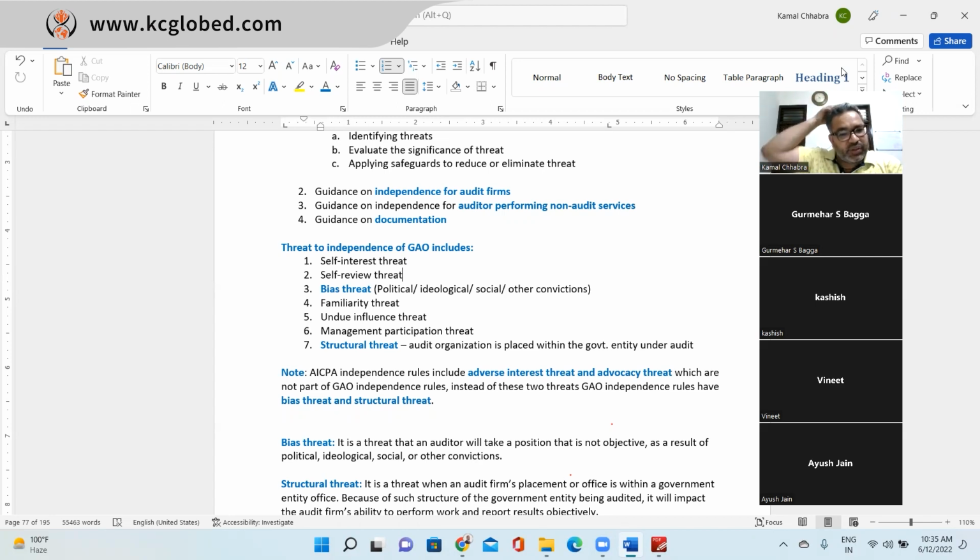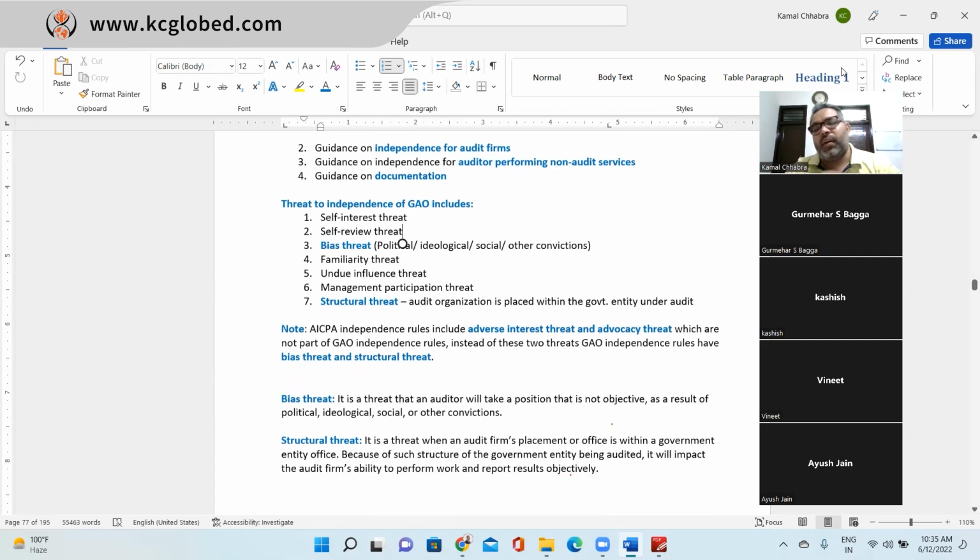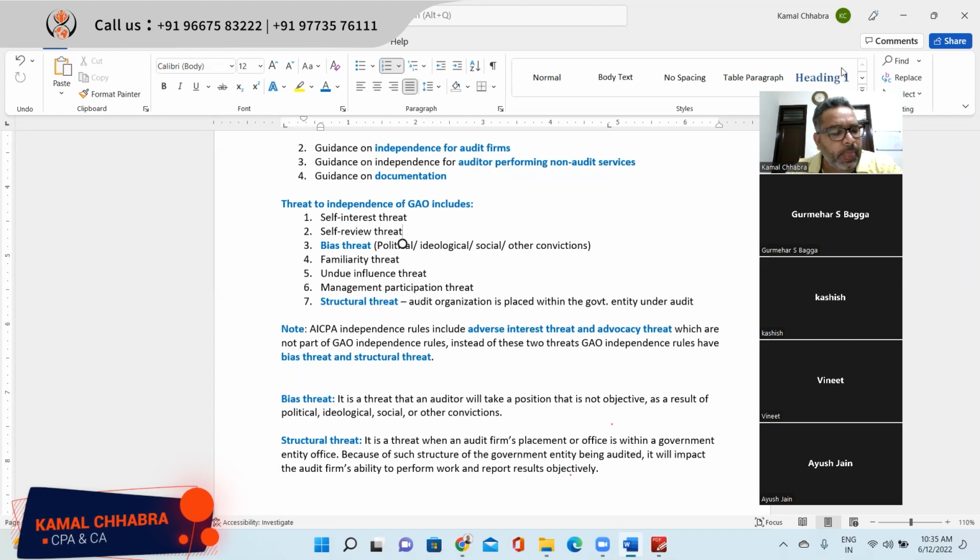Next is structural threat. Structural threat is a threat when the audit firm's placement or office is within the government entity's office. I'm not sure whether you have seen it or not, but have you seen the NTPC office or CAG office, or maybe these Navratan companies' offices? Do you know what Navratan is in India?